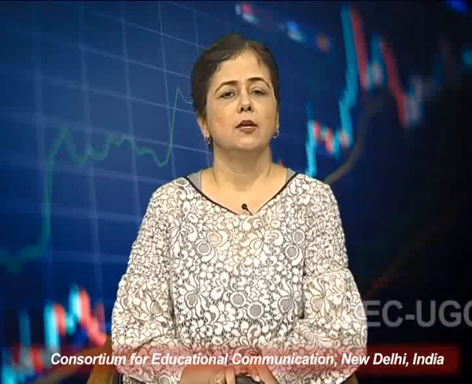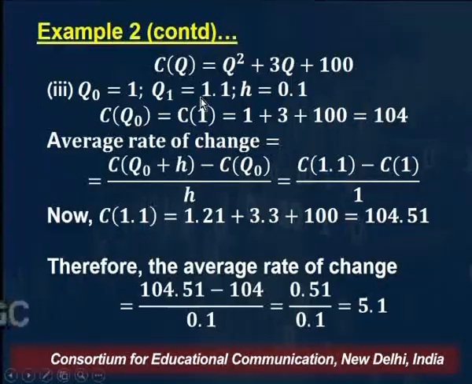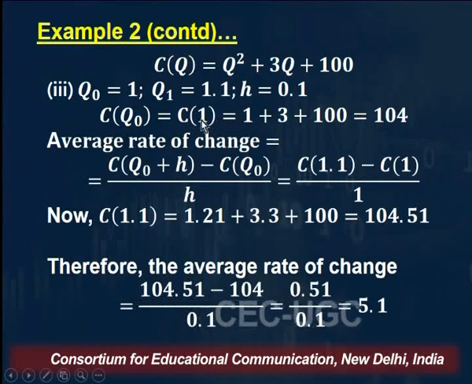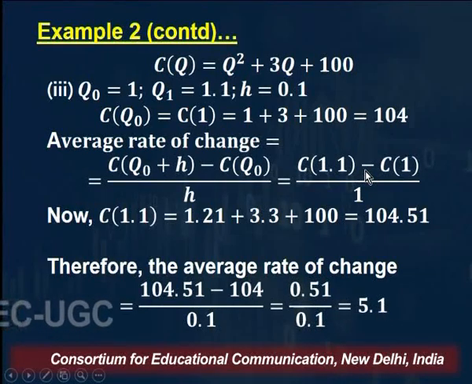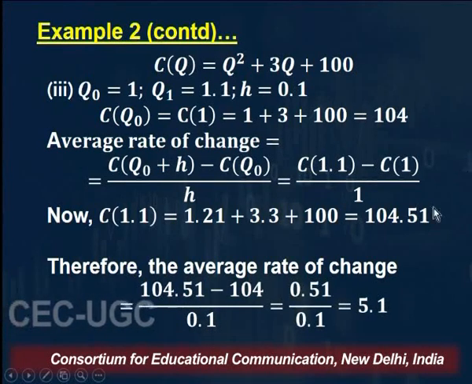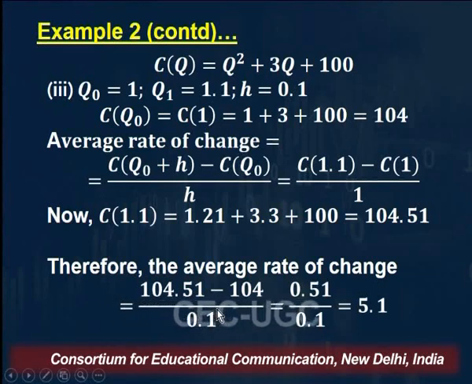Let's talk of the average rate of change when Q1 is 1.1. So here, again, we have that C of Q naught is 104. I'm sorry, this mistake seems to be getting carried over to the subsequent slide. So H here has changed. It's now 0.1. And you have C of 1.1 minus C of 1, divided by 0.1. So the last step is absolutely correct. It's just this intermediate step where it was probably a problem of cut, copy, paste.